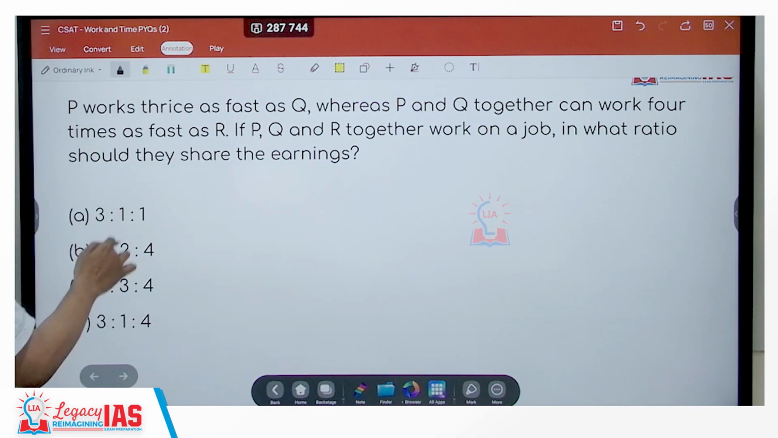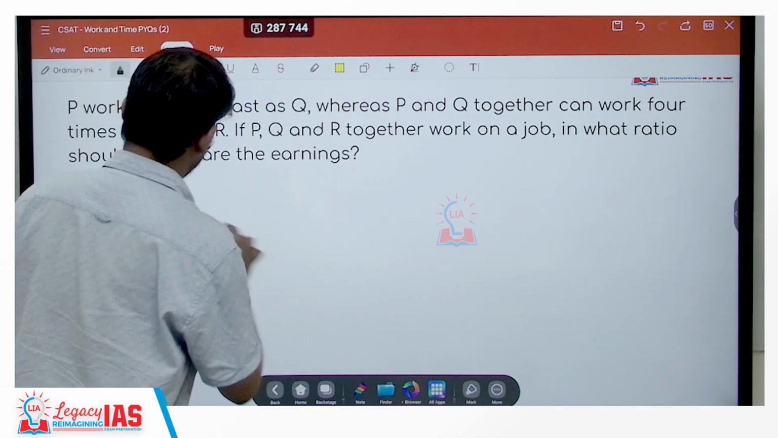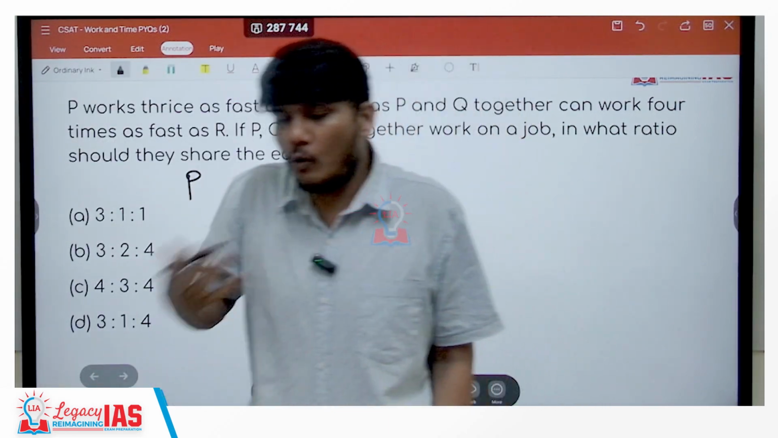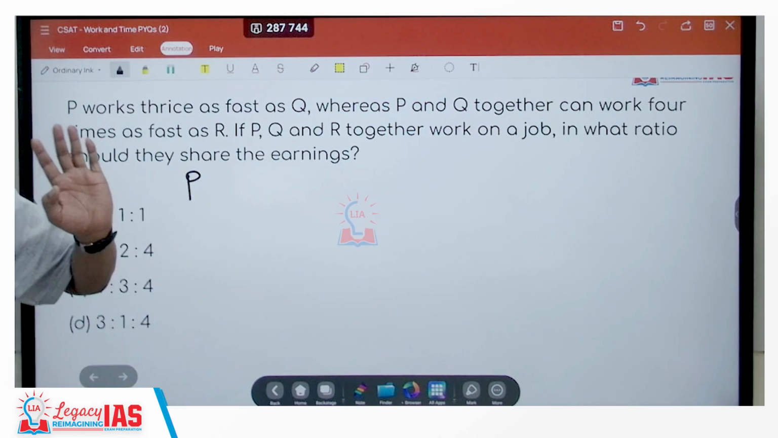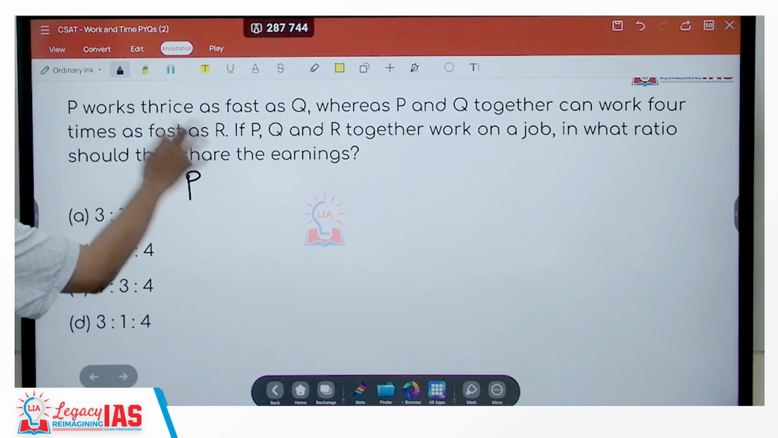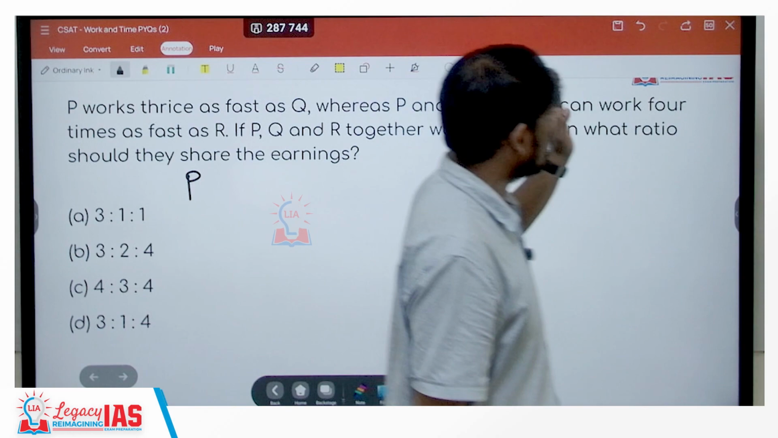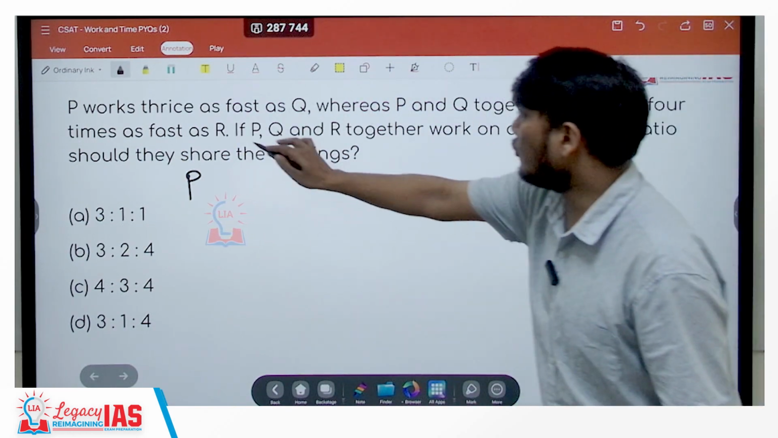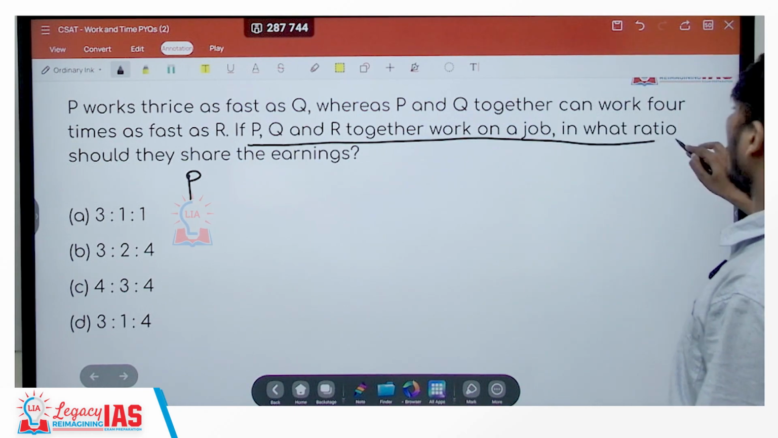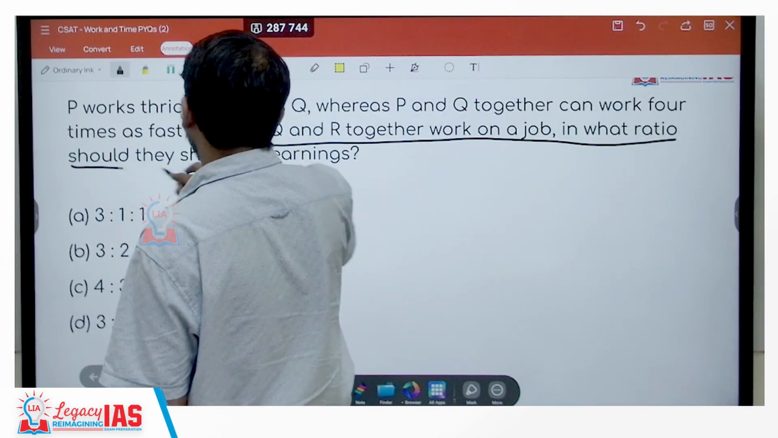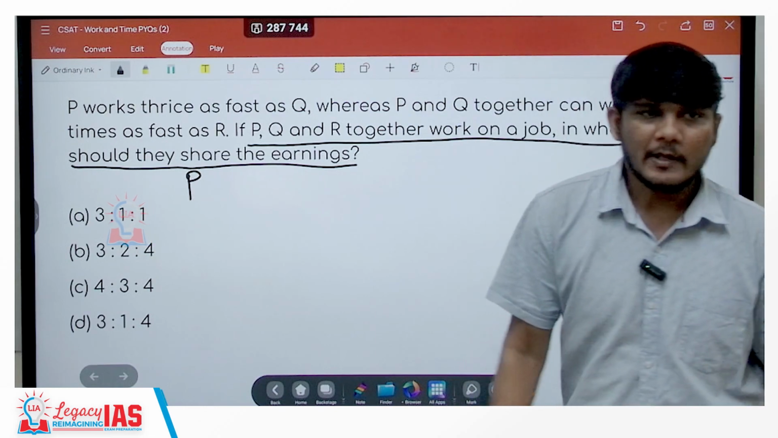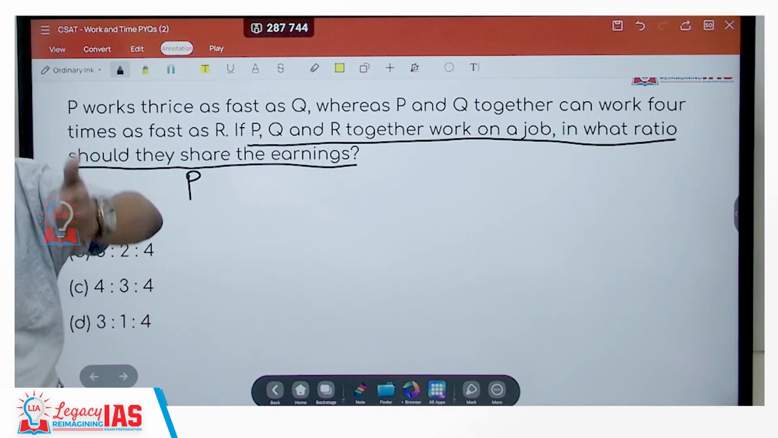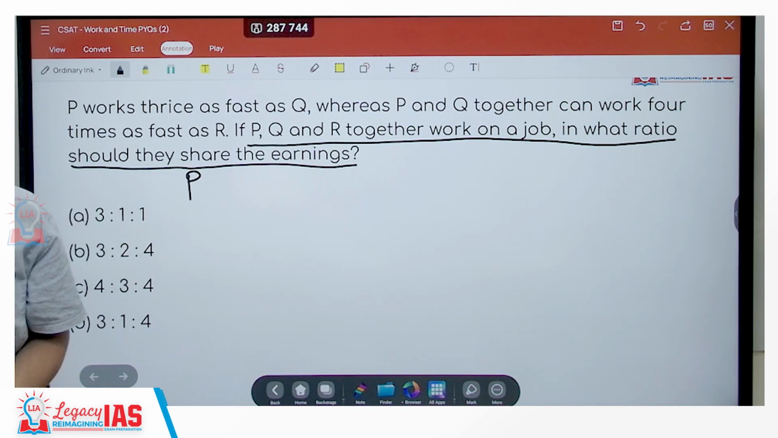The question states that P works thrice as fast as Q. So P, the faster you work, the more you will be paid. Understand that, right? So P works thrice as fast as Q, whereas P and Q together can work 4 times as fast as R. Now if P, Q and R together work on a job, in what ratio should they be paid?